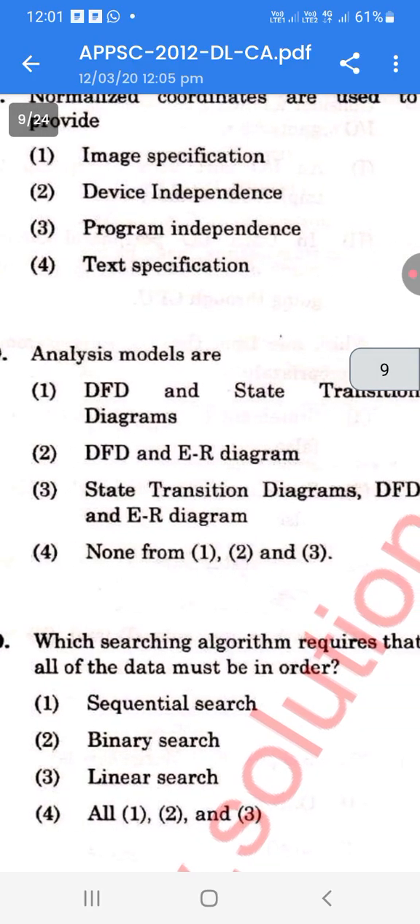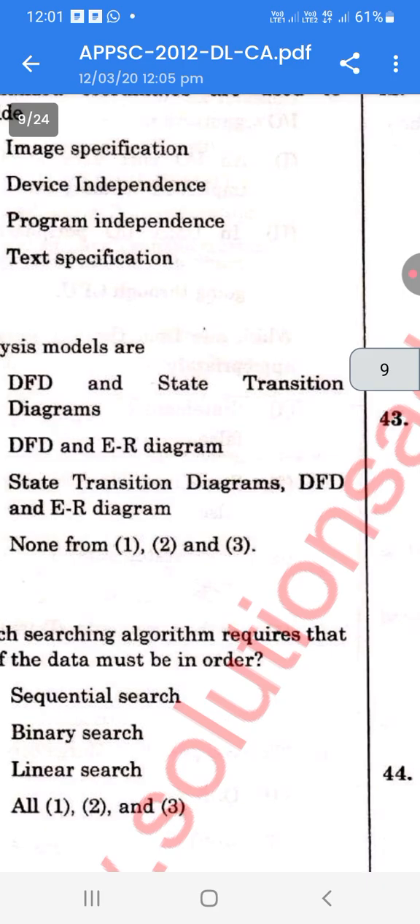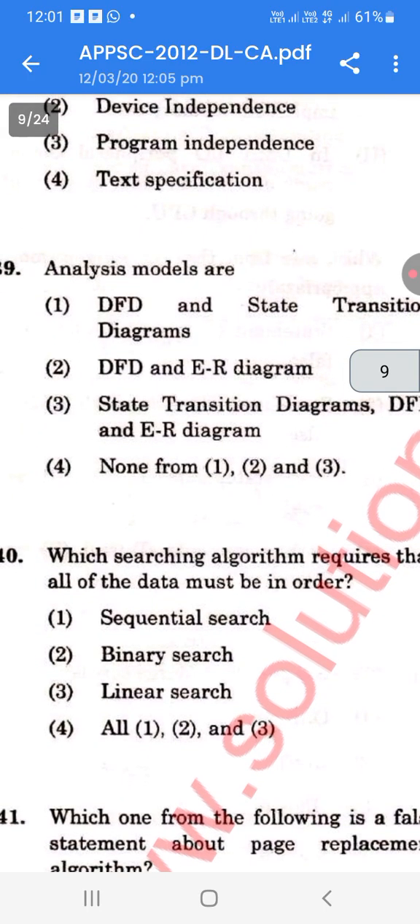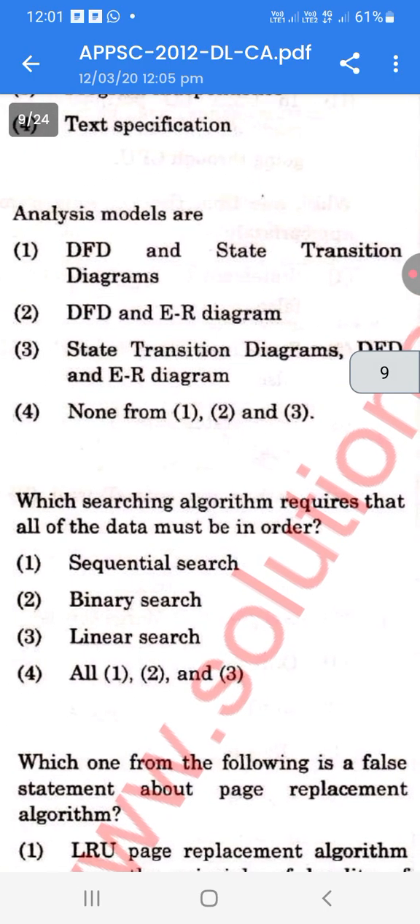Analysis models are state transition diagrams, DFD and ER diagram. 39.3. Which searching algorithm requires all of the data must be in order? Binary search.